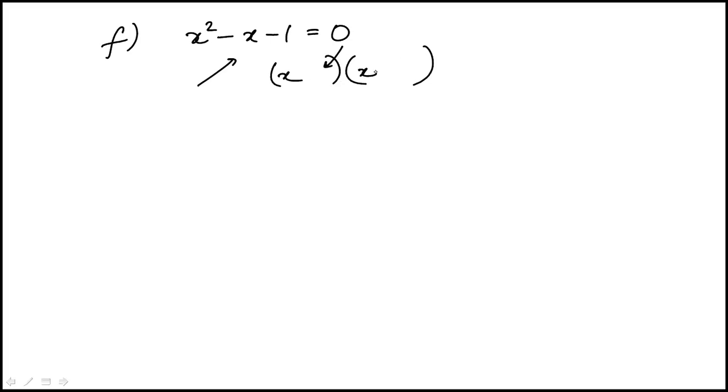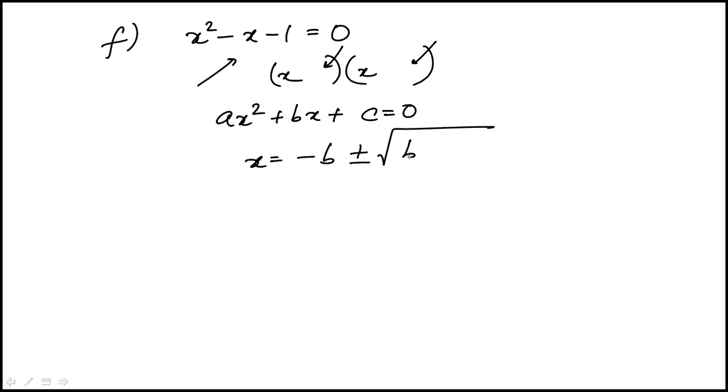The final is x squared minus x minus 1 equals 0. And you'll notice that if you try to factor it, this one is difficult to factor because the numbers on both sides of x have to have radicals. So this one requires you to use the quadratic formula, which for a general quadratic is minus b plus minus square root of b squared minus 4ac over 2a.